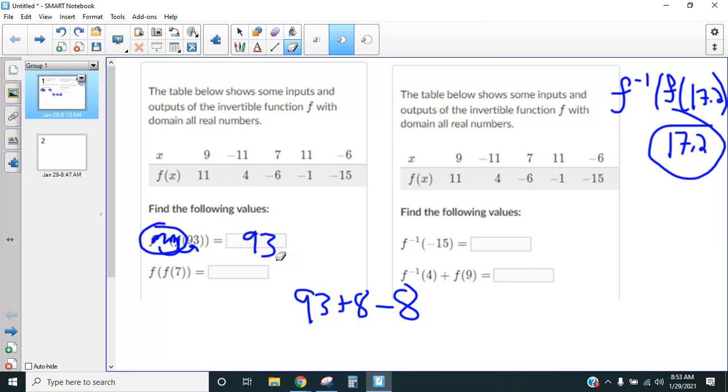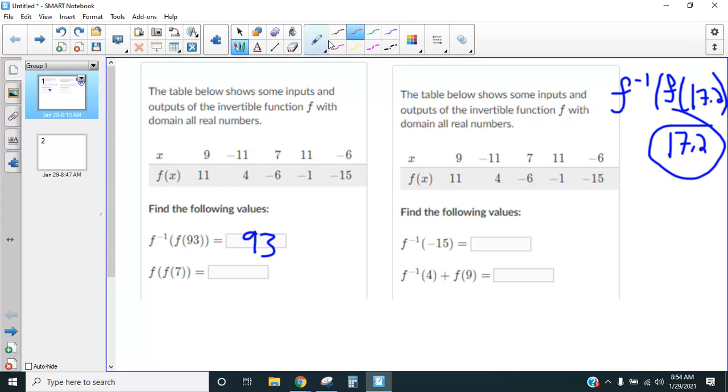All right. What's it mean down here, though? This gets funky. So notice the difference between this and normal f of negative 15.